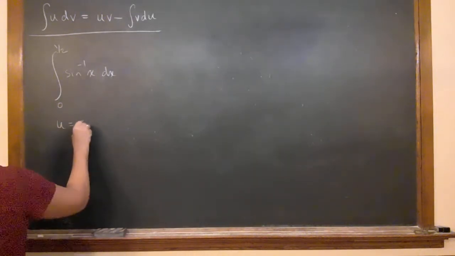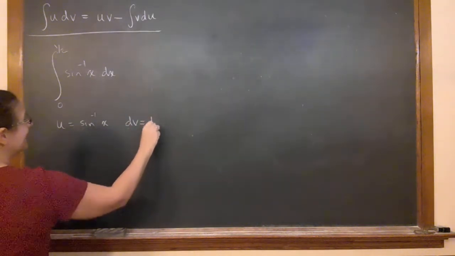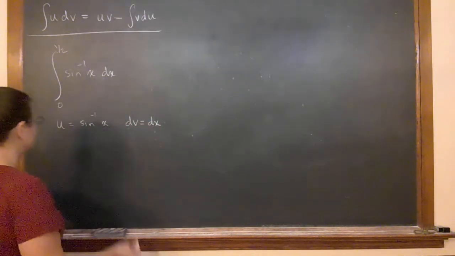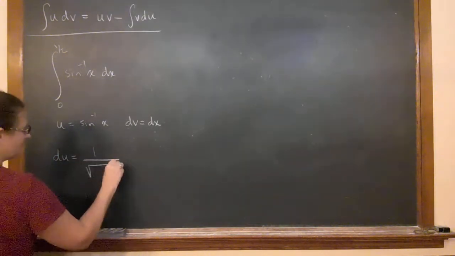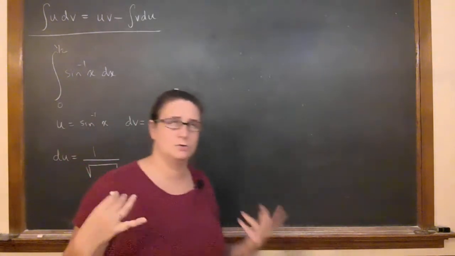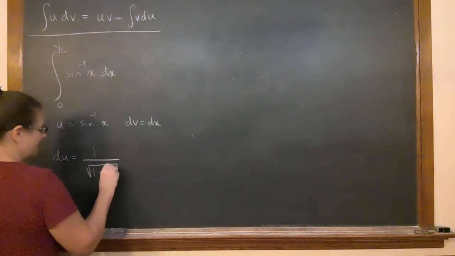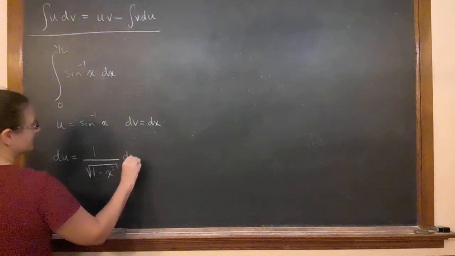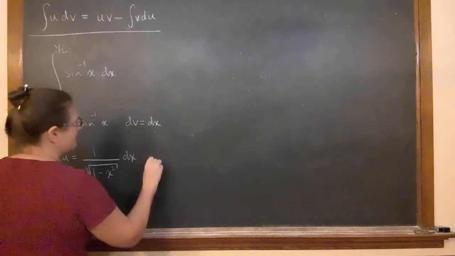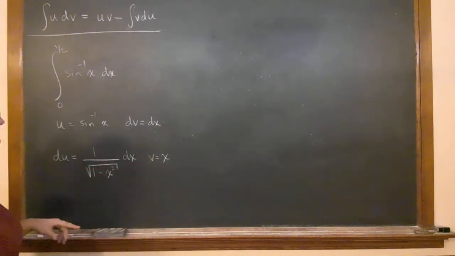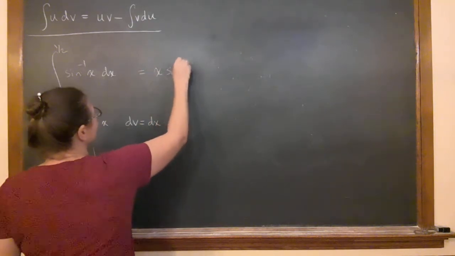If I do u equals inverse sine of x and dv equals dx, I do have to remember the derivative, right, of inverse sine of x, right? So that is, again, like, you're supposed to remember that. It's on the chart, but it is 1 over the square root of 1 minus x squared, dx. So that is supposed to be something that you know. And then here, v is just x, right? So now what do I have? I've got x inverse sine of x.